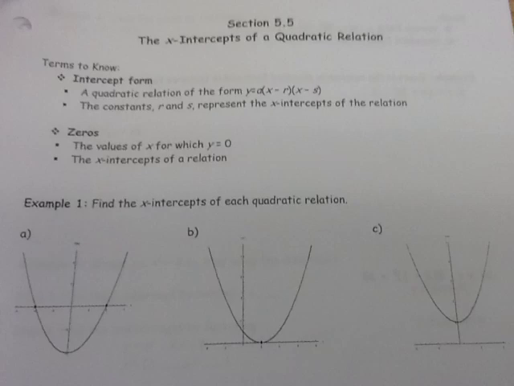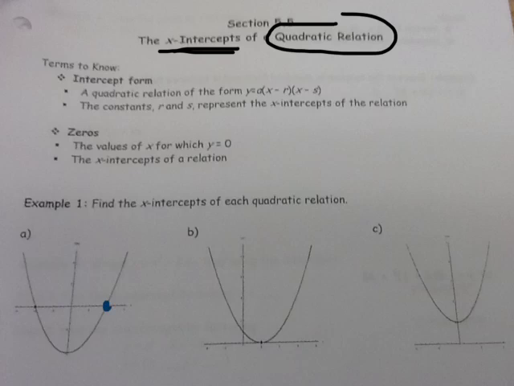Okay, we're still looking at quadratic relations. How do you know when a parabola, the graph, hits the x-axis? The x-intercept is the point where the parabola crosses the x-axis. So at this point, y is equal to 0, right?